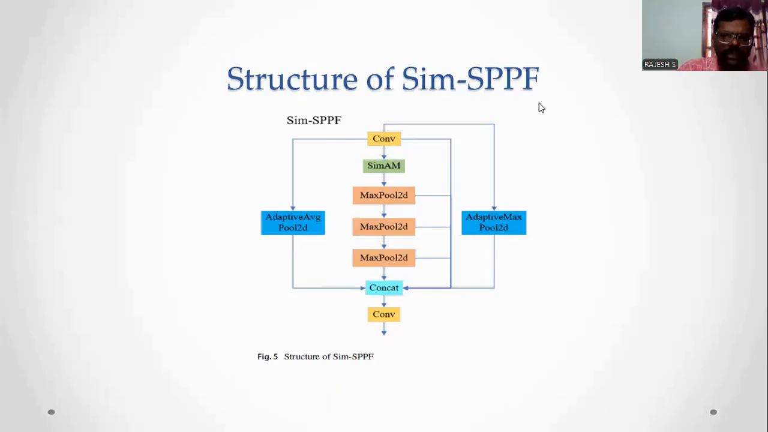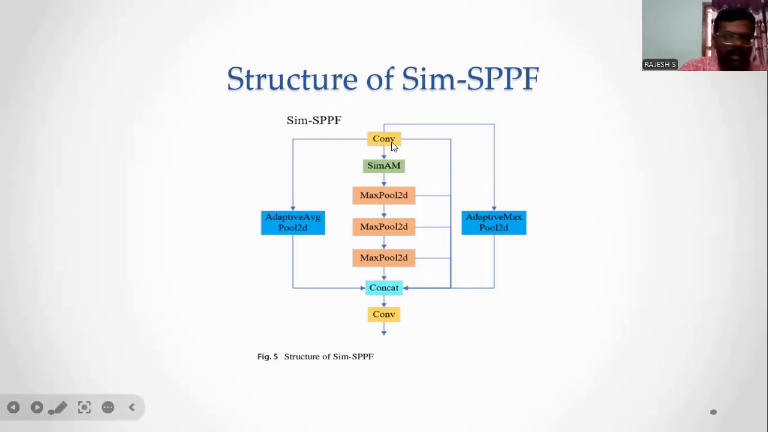Next, coming to the structure of the simplified SPPF. SPPF stands for spatial pyramid pooling fast. It is a small block inside the YOLO detection model that helps the model see objects at different sizes. It is a lighter and faster version of the SPPF module used in YOLO. This block in the backbone collects information from the image at multiple scales: small, medium, and large objects.